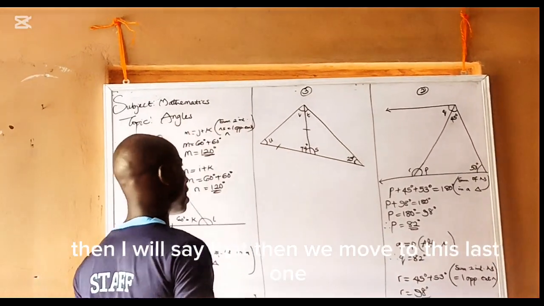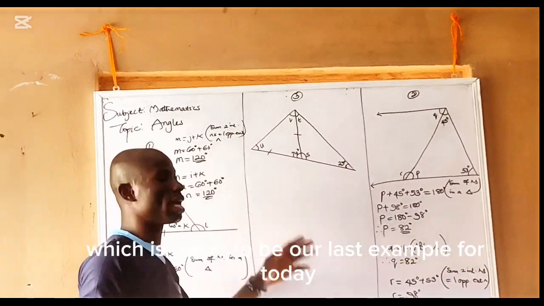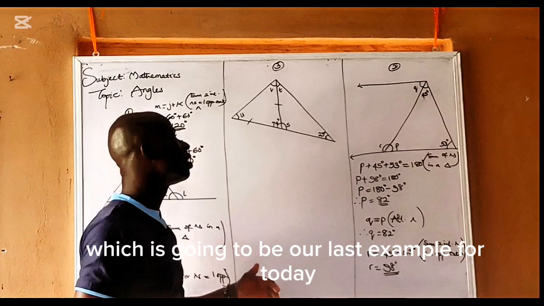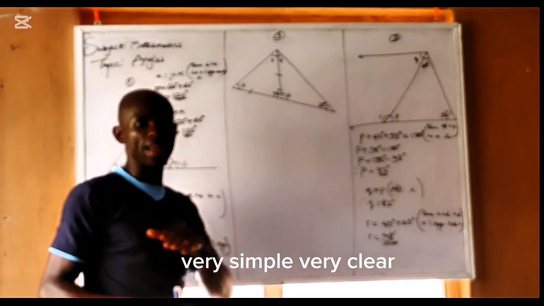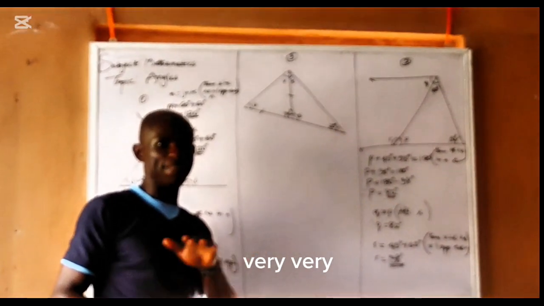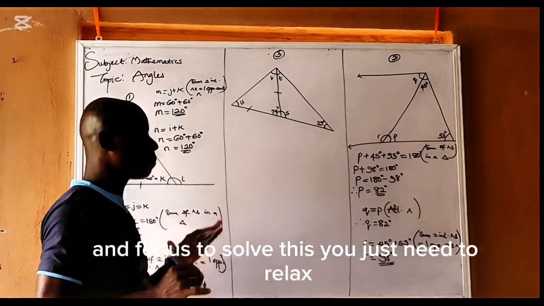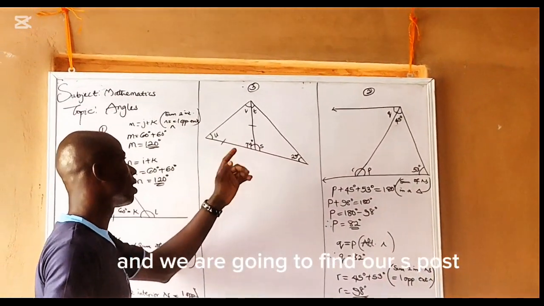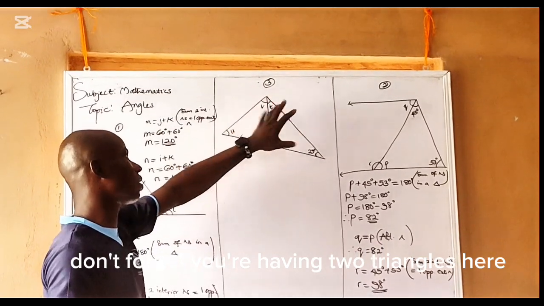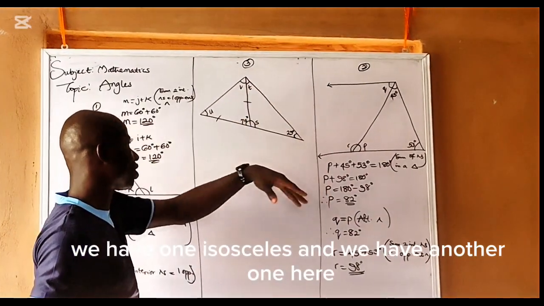Then having said that, we move to this last one, which is going to be our last example for today. What do you see here? Very simple, very clear, very cogent. And for us to solve this, you just need to relax. Then we are going to find our S first. Don't forget you have two triangles here. We have one isosceles, then we have another one here.